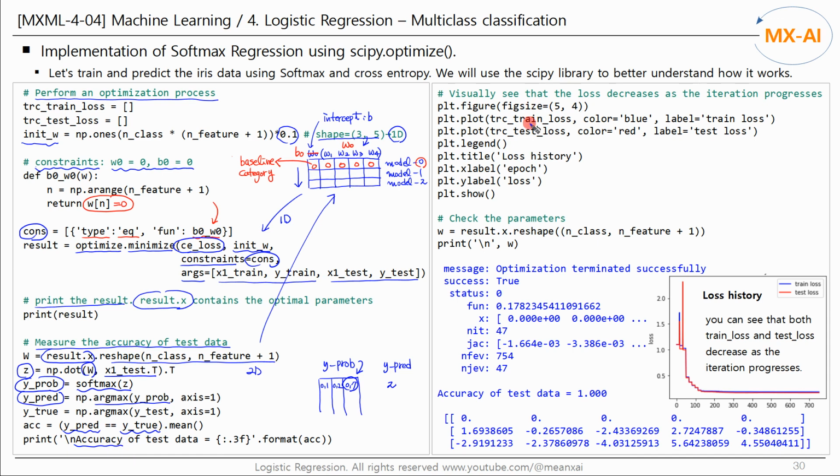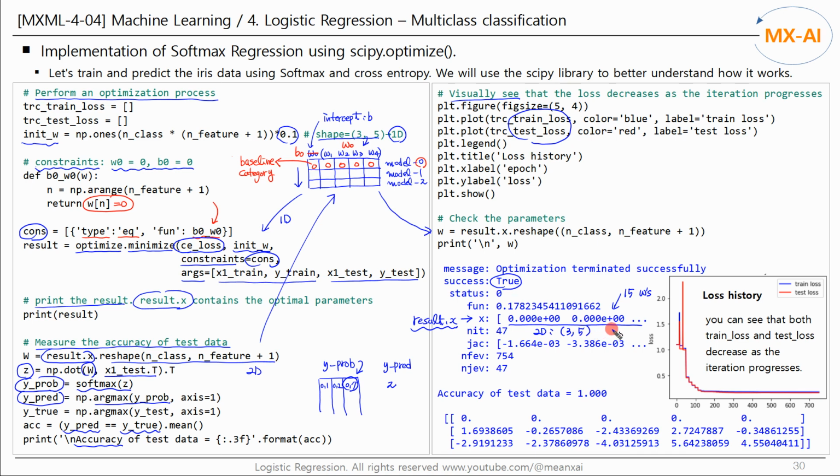Next, visually check the train loss and test loss measured during the training process. And check the estimated parameters. Let's check the results. The optimization process has converged successfully. The estimated parameters are as follows. A total of 15 parameters are estimated. If this vector is converted to a two-dimensional structure, it becomes a matrix with 3 rows and 5 columns.